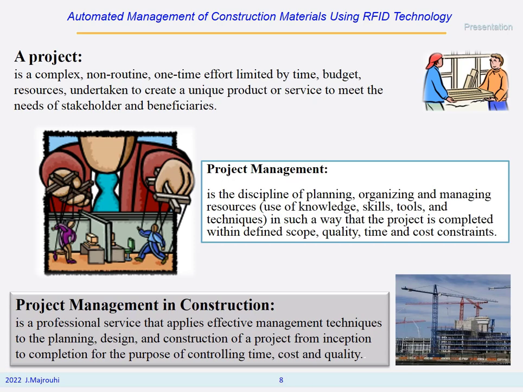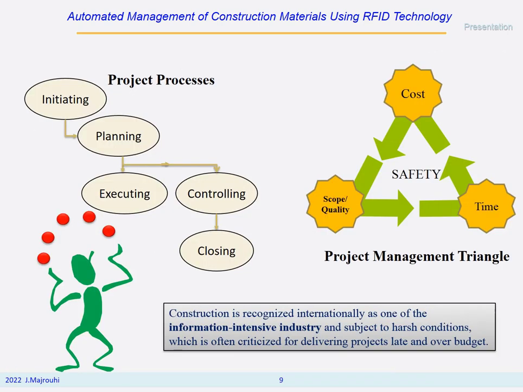In construction, project management is a professional service that applies effective management techniques to the planning, design, and construction of a project from inception to completion for the purpose of controlling time, cost, and quality. Every project has 5 phases: initiating, planning, executing, and in parallel with executing, controlling and closing. All of these stages are to satisfy cost, time, and scope or quality as a project management triangle.